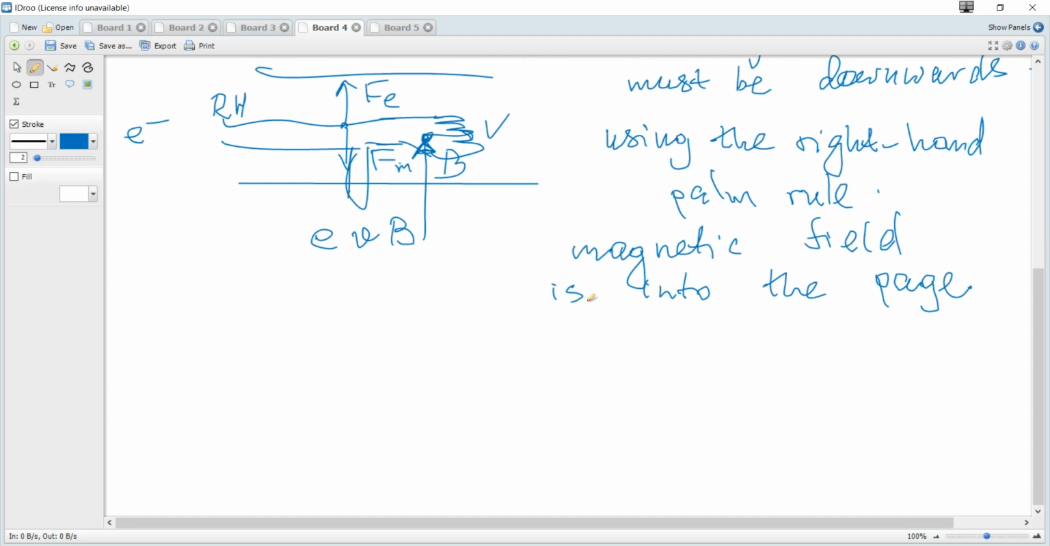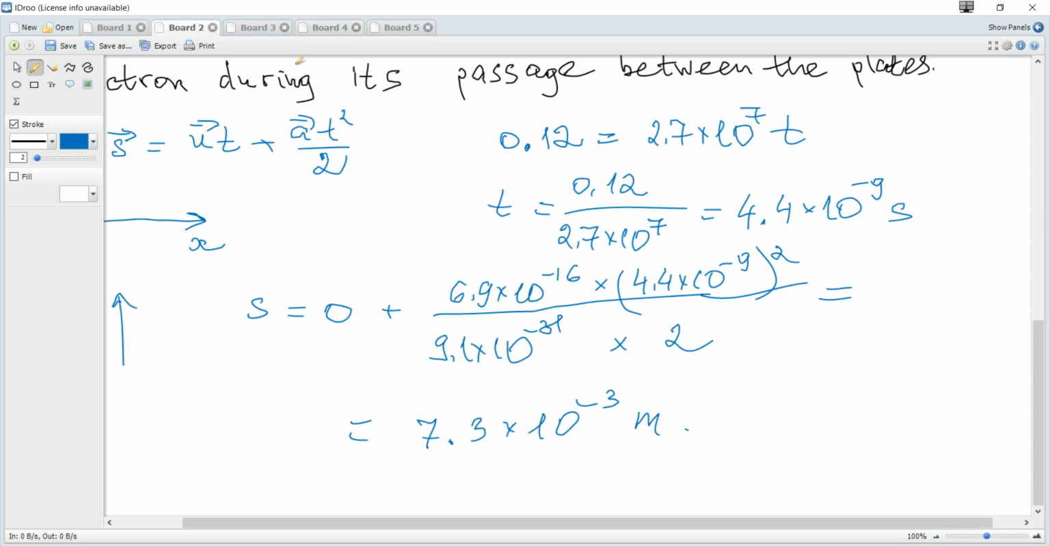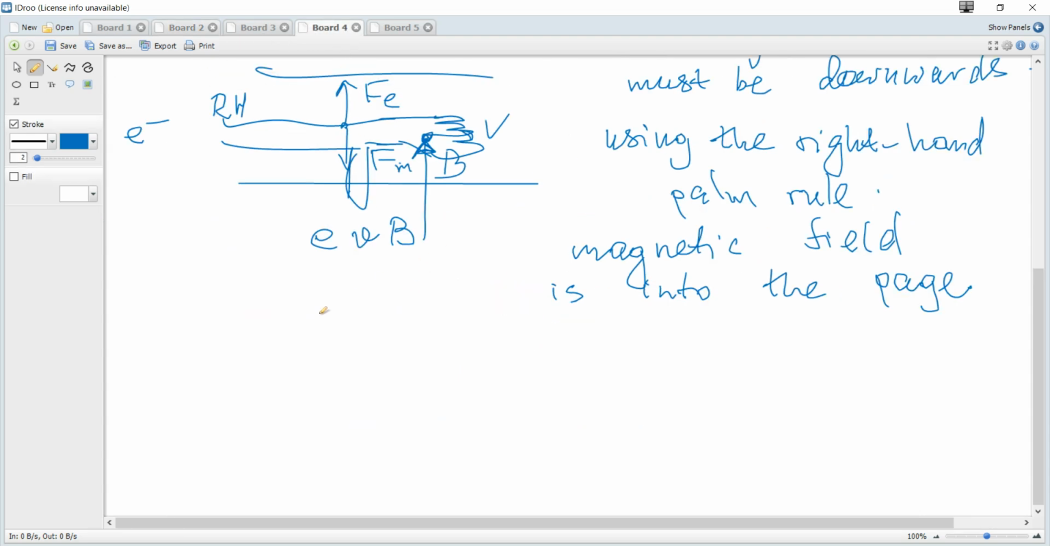So, for magnitude, we know that the electric force is 6.9 times 10 to the negative 16, and it should be balanced by what? By the magnetic force, B times the elementary charge times V. Calculate the magnitude of B, and we assume that V and B are perpendicular, so V is to the right and B is into the page.